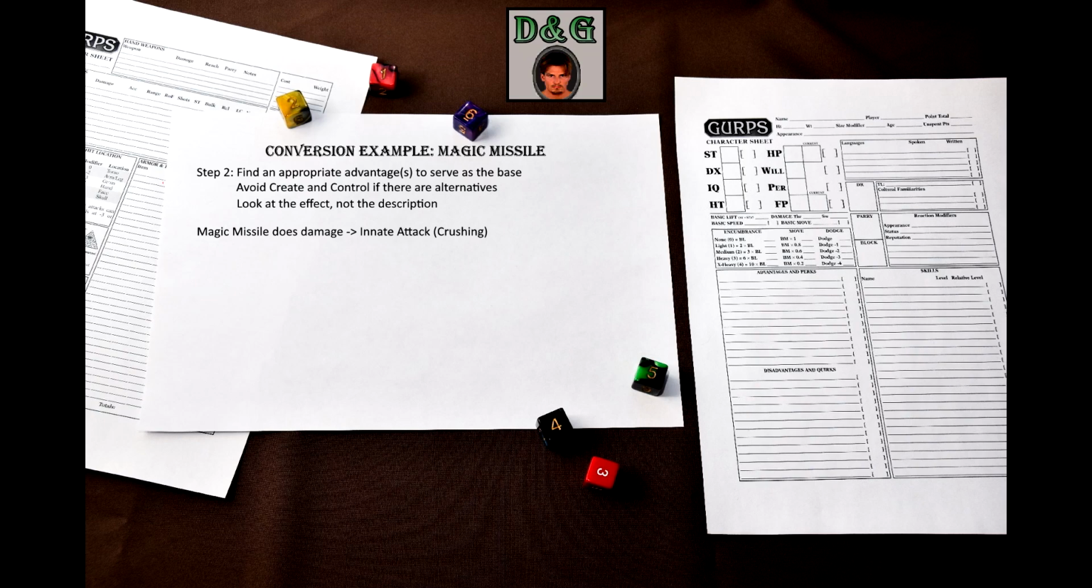It is important to look at the mechanical effect of the ability and not at its description. Try to avoid create and control advantages, if there is an alternative. For example, if your ability creates an area of noise, use obscure, not create sound. Keep it simple. In our example, the magic missile deals damage, so we base it on innate attack. But which type? Force is a generic energy damage type in D&D. I suggest using the crushing damage type for this spell.